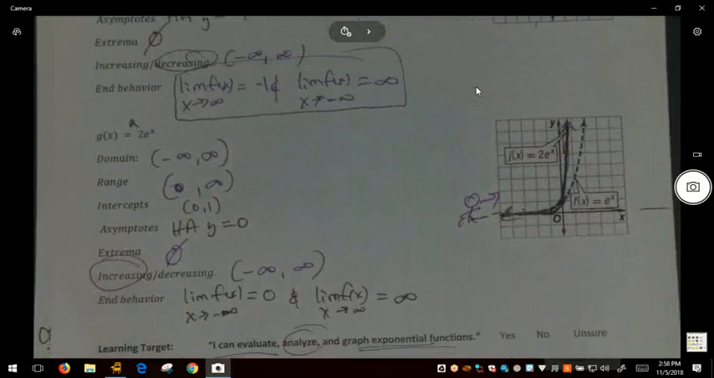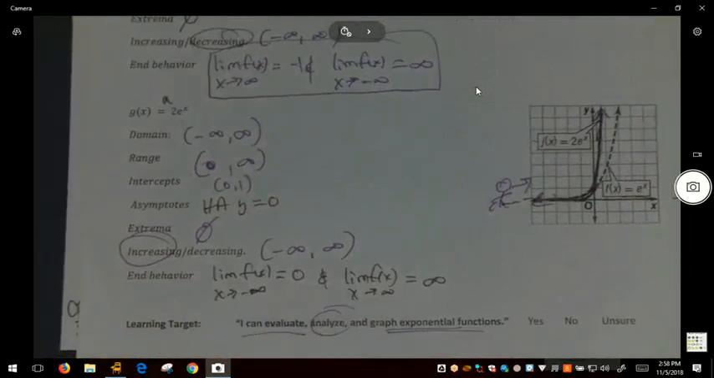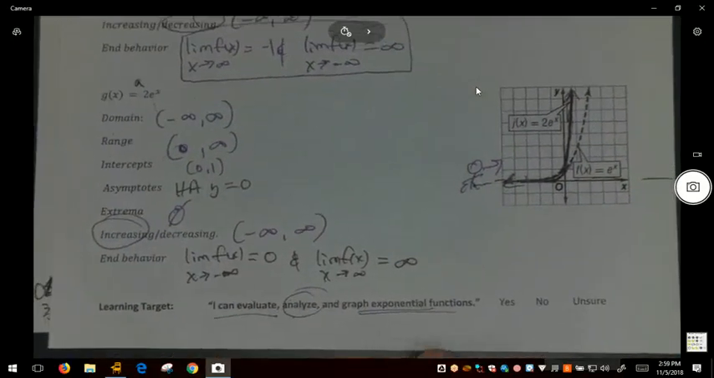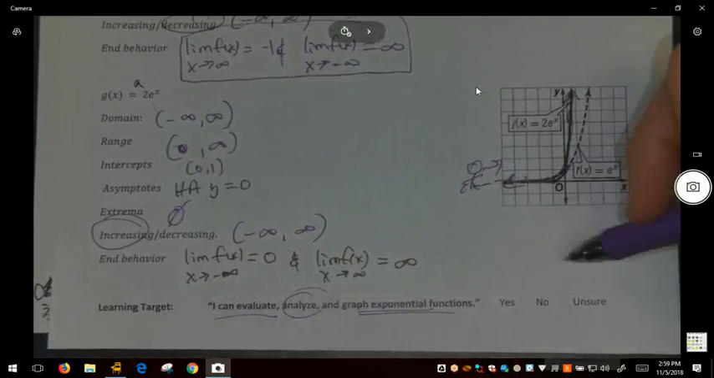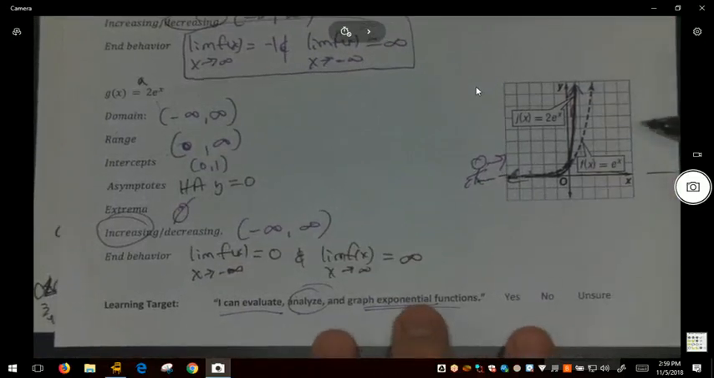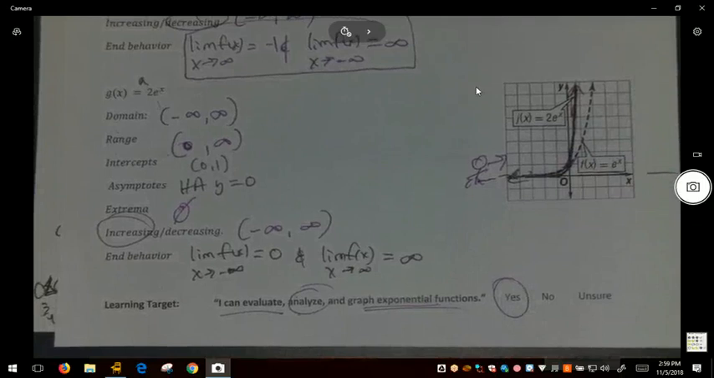This concludes the video notes for 3.1 day 1. Hopefully, after you've done a little bit of practice and exploration with this, maybe not right away, you can circle yes as an answer to that first learning target.